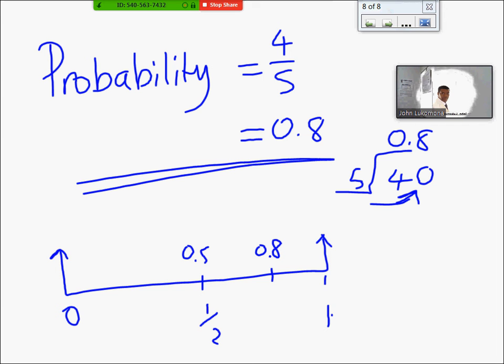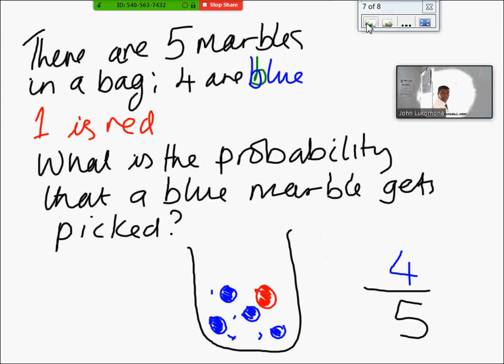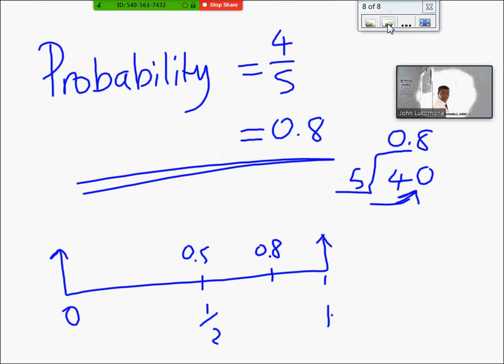Very clear? If I asked you now, what is the probability of taking a red one, it is simply 1 out of 5. Because a red one can only happen in one way. There's only one chance of red. That's how we work out probability. I will give you an example.